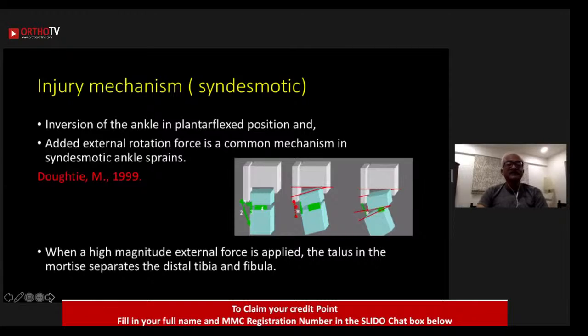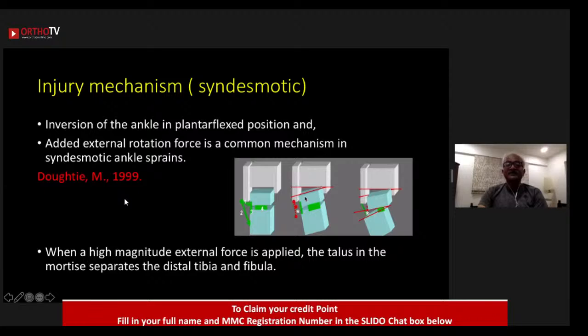Injury mechanism, as we said, is inversion of the ankle in a plantar flexed position. And if there is an additional external rotation force coming into play, then it's a common mechanism for a syndesmotic sprain, which you can see here. That's the normal ankle mortise. This is the tibia, this is the fibula, and that's the talus.